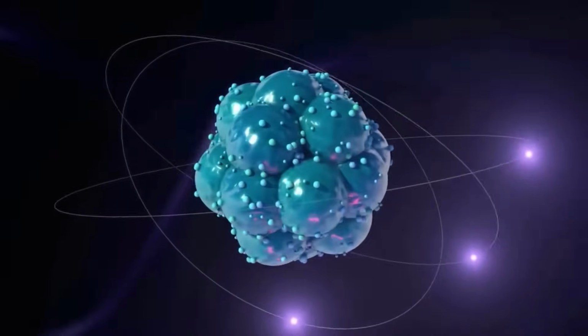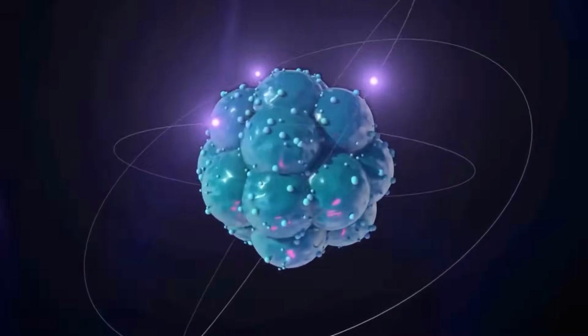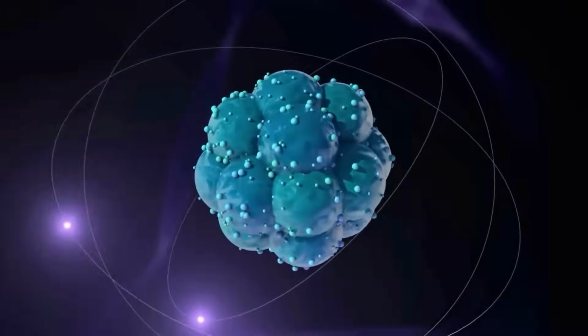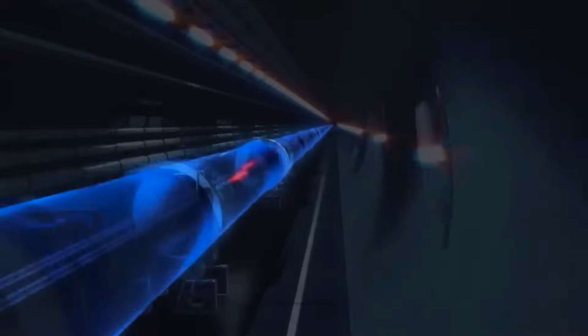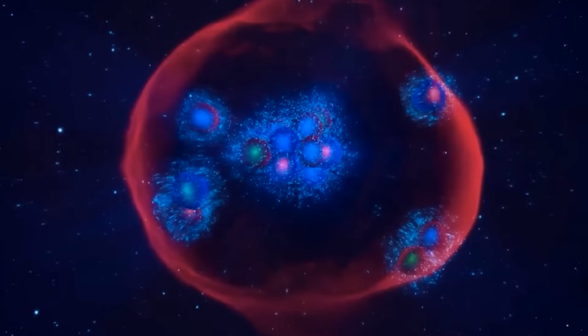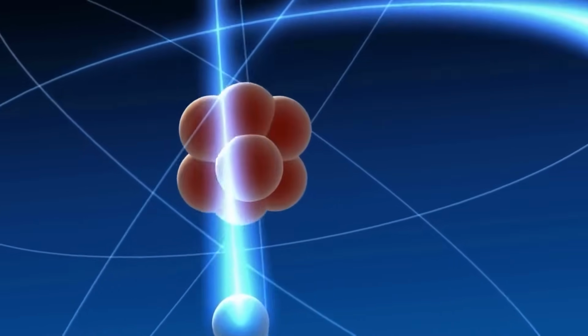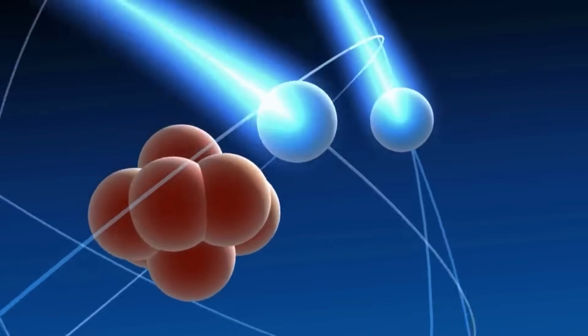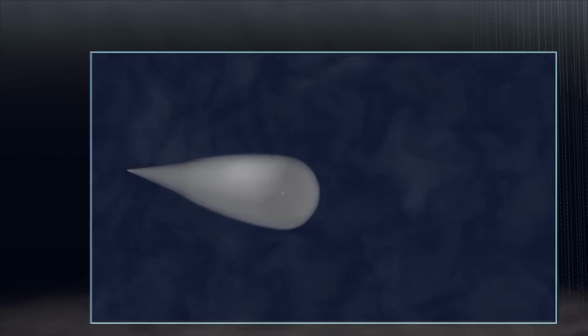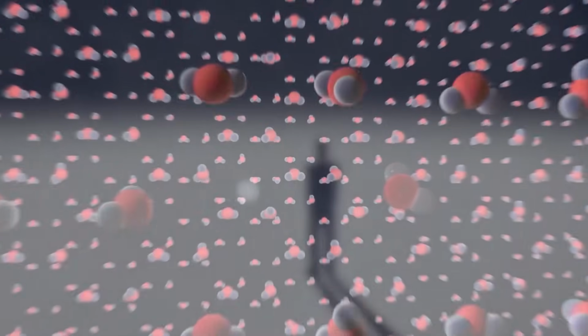Visualizing the internal structure of protons and neutrons is challenging due to the tiny scales involved. However, advanced computational simulations and experimental data from particle accelerators have provided us with increasingly detailed pictures. These simulations showed that the distribution of quarks and gluons inside protons and neutrons is not uniform. Instead, it's a seething, dynamic environment where quarks and gluons are constantly interacting and exchanging energy.